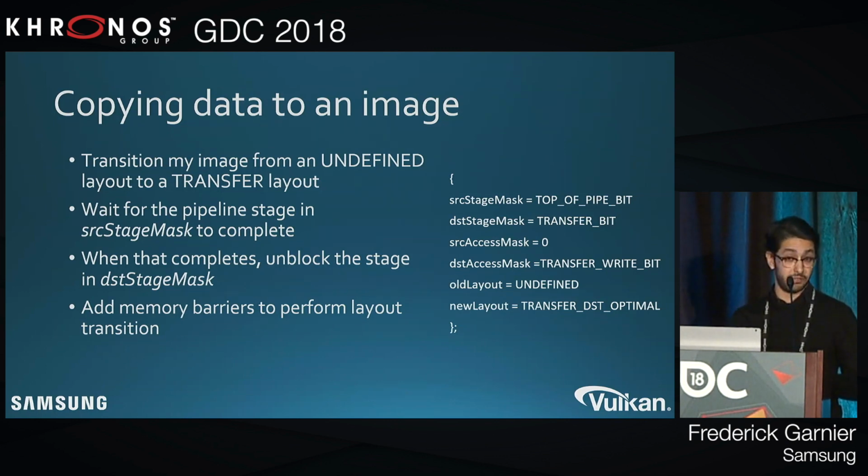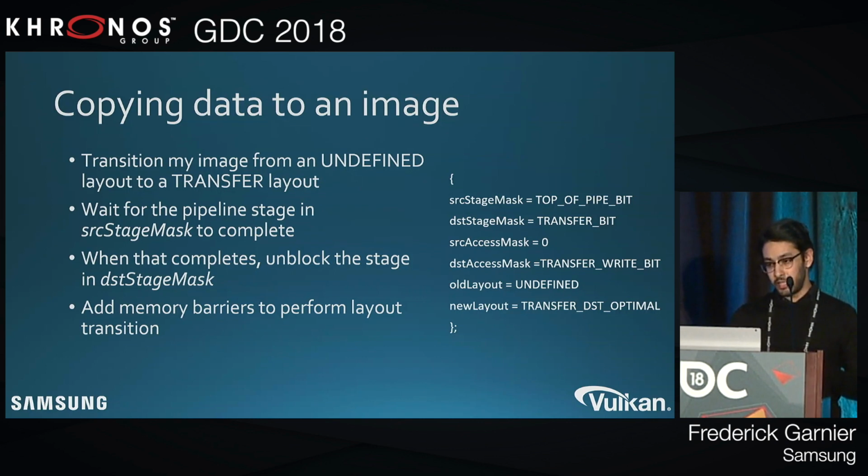in our case, this is specified as top of pipe, since we don't need to wait on the image. It's freshly allocated. It's garbage data. We just want the copy to happen right now. And then when the stage in source stage mask completes, you basically unblock the stage in destination stage mask, or rather the driver or implementation unblocks that. And that means that the transfer stage can start executing, which is basically a conceptual stage where the copy occurs.